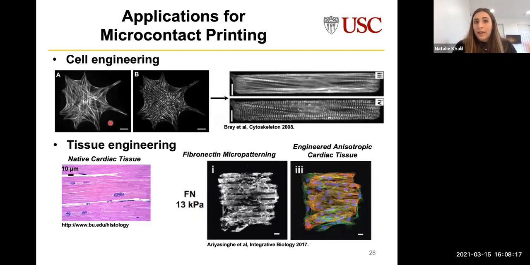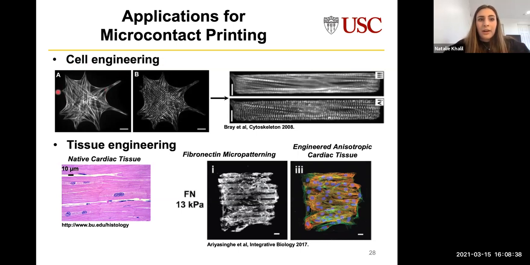Okay, so what are the applications of microcontact printing? Why are we interested in doing this? So we talked about, at the beginning of lecture, this application of tissue engineering, or mimicking features such as alignment of cardiac muscle. But we can also control single cell shapes. So this is called cell engineering.